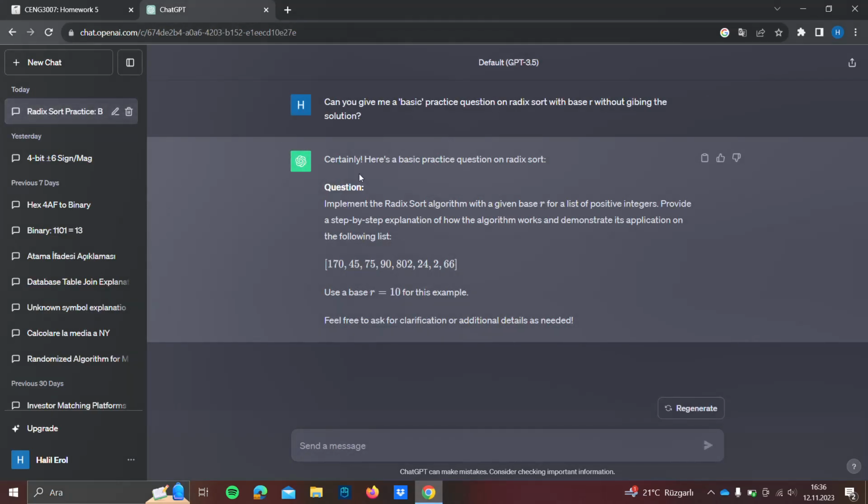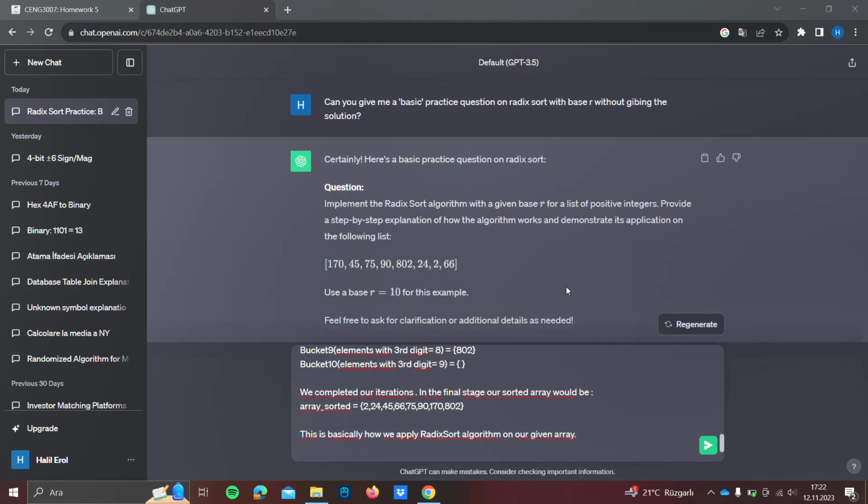Okay, so give me a question. It asks me to implement the radix sort algorithm with a given base of R for a list of positive integers. It asks me to provide a step-by-step explanation and demonstrate its application on the following lists. So we have an array of integers, as you can see, and we are going to use base R equals 10 for this example. So let me stop the video here. I will solve the question and I will come back with the answer.